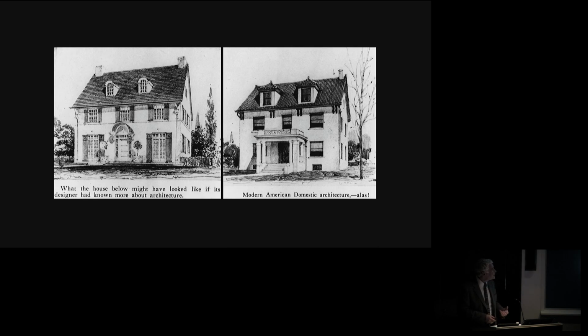As we turn into the 20th century, what's happening is that houses are getting mass-produced more and more. They're larger. Developers are making larger and larger subdivisions, and there's quite a bit of complaining on the part of architects and people who are trying to preserve cultural traditions. So this is from a 1914 book by Ruby Goodnow, and she's discussing this house, what it would look like if the designer had known about architecture. And this is modern American domestic architecture, alas.